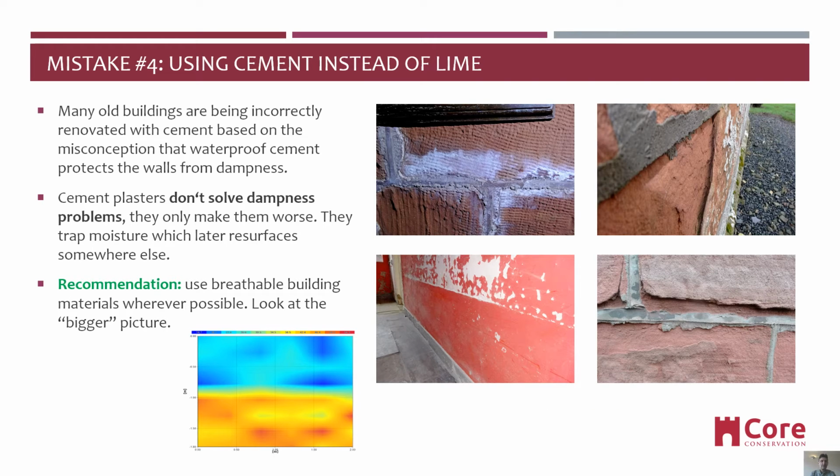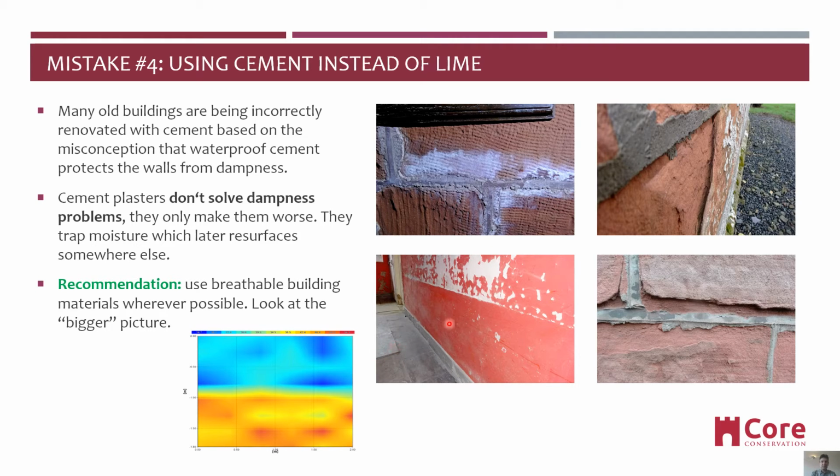Mistake number 4, using cement instead of lime. Many old buildings are being incorrectly renovated with cement, based on the misconception that waterproof cement protects the walls from dampness. Here we can see an old church with red sandstone that has cement pointing, and as the water evaporates, the salts start coming through near the pointing. Or we can see the building material decay around the pointing, or here this particular wall has been tanked with a cement layer and the moisture is rising and damaging the walls above.